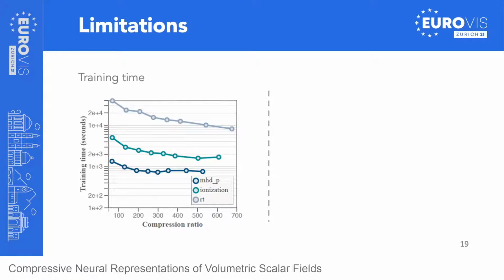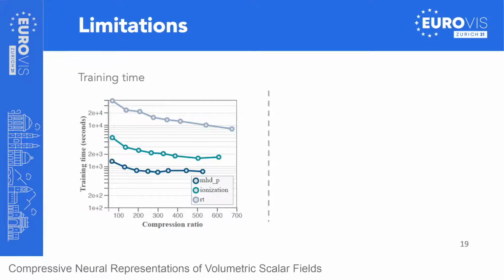Although our method can achieve state-of-the-art results for compressing scalar fields, we acknowledge several limitations. The primary drawback is the high computation time for training. In the left figure, we plot training times as a function of compression ratios for 3 scalar fields of different spatial resolution. Perhaps counterintuitively, as the compression ratio increases, it takes less time to compress the data, due to the fact that higher compression ratios utilize smaller network architectures.